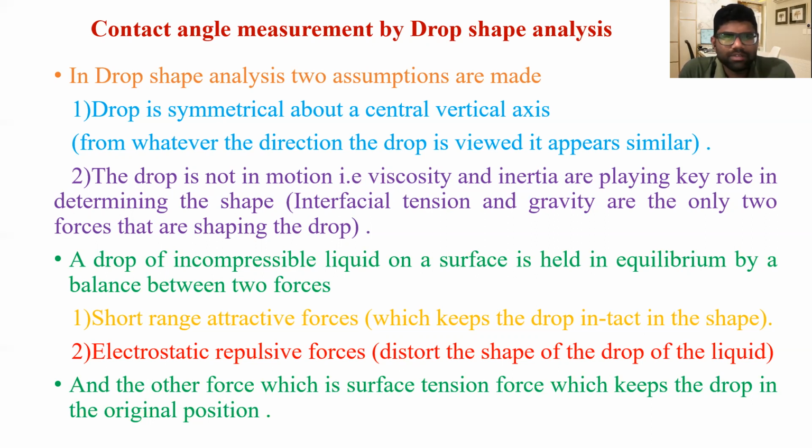Now, a drop of incompressible liquid on a surface is held in equilibrium by a balance of two forces. There are short range attractive forces, because of which the drop will stay intact in shape on the surface. And there is another force, electrostatic repulsive forces, which will try to distort the shape of the drop of liquid. Then there is surface tension force, which always tries to keep the drop in its original position.